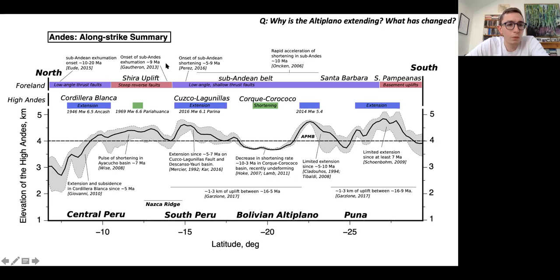The other thing that we noticed is that the rough timing of the onset of extension in the top of the mountain belt, and this is a very rough chronology, seems to correlate with the timing of the onset of exhumation within the fold-thrust belts along the eastern margin of the mountain belt.